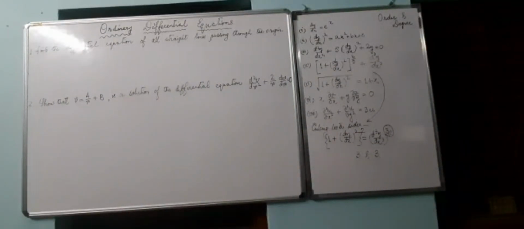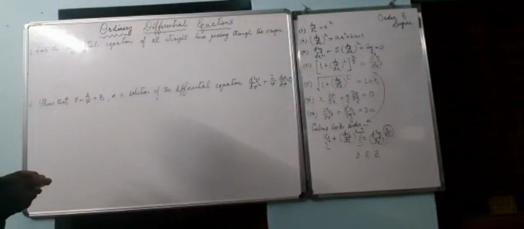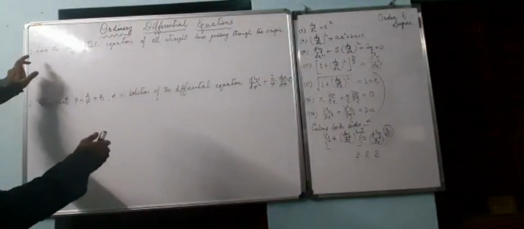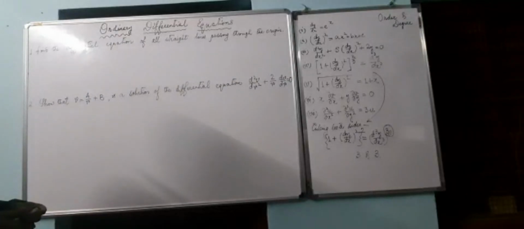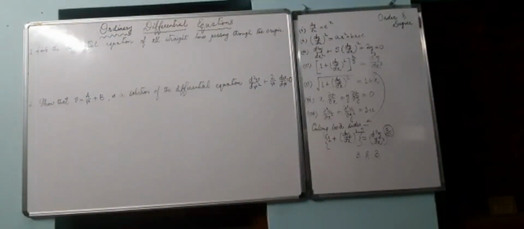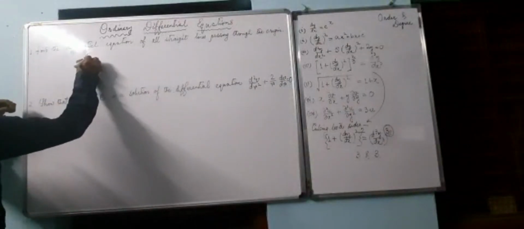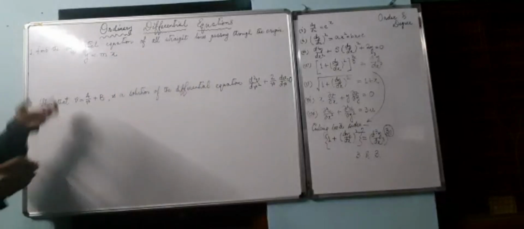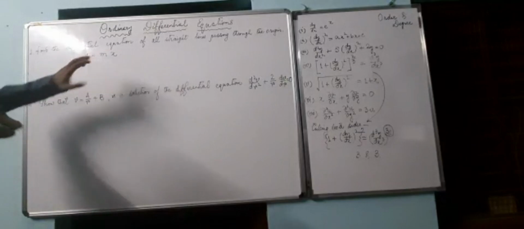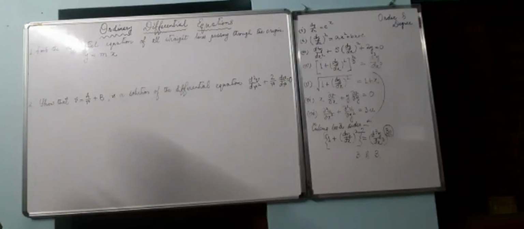Now consider problems belonging to the short answer type. Problem 1: find the differential equation of all straight lines passing through the origin. The equation of all straight lines passing through the origin can be defined as y equals mx. If we substitute different values of m, we get different straight lines passing through the origin.